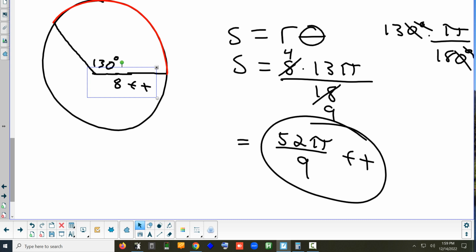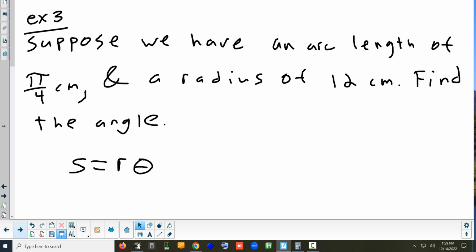Alright, so there's a couple where you have to find the length of the arc. Let's try one where they give you the length of the arc. So it says we have an arc length of pi over 4, and we have a radius of 12. Now, because those are both lengths, it's very important in the problem that they use the same units. Like if one used centimeters and one used inches, well, that's a big problem. But I'm not going to give you one. That'd be kind of tricky. So they have to be the same length unit. Okay, find the angle.